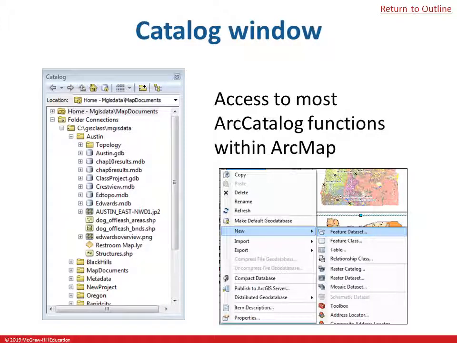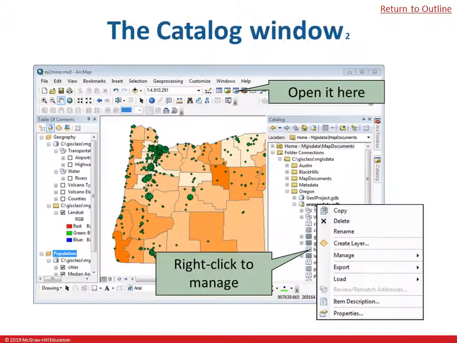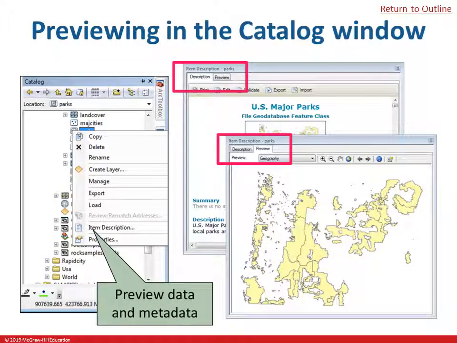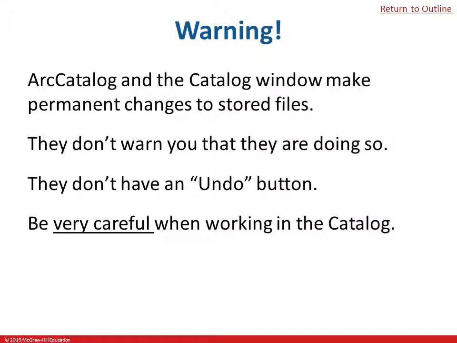Some examples from it: you can go and create new things like feature datasets, that sort of stuff. And the catalog window typically comes up on the opposite side of the table of contents, but again, it has a very similar look to it, and please don't mistake one for the other. And you simply right click on things in the catalog window to manage them. You can look at item descriptions and metadata and all kinds of things from there.